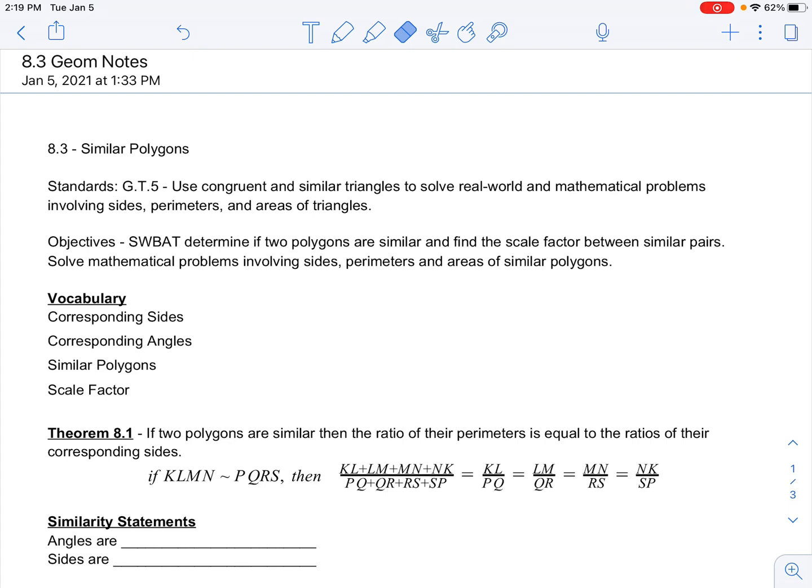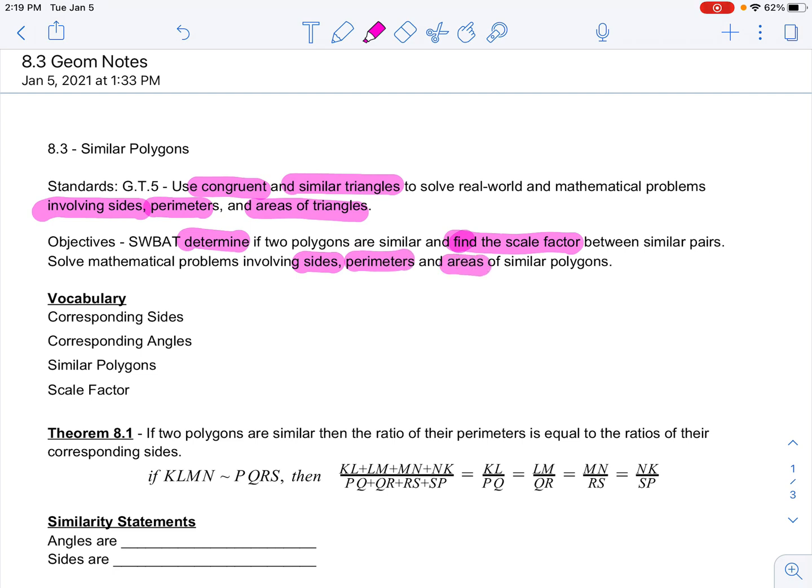So today we're talking about similar polygons, and in fact the standard says that we are going to be using similar and congruent triangles to solve real-world and mathematical problems involving the sides, the perimeters, and the areas. So what we're going to have you do is first determine if they're similar. You're going to have to find a scale factor. You're going to have to then solve problems that involve the sides, the perimeters, and the areas.